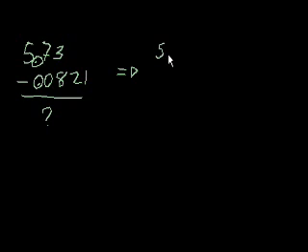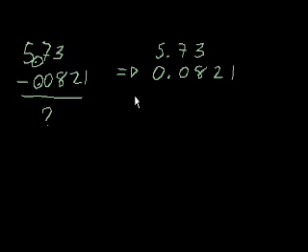So it's 5.73, and then I'll put the decimal here. It's decimal 0.0821. And some people say it's good to always put a 0 in front of the decimal. My wife's a doctor and she says it's critical, otherwise you might give someone the wrong amount of medicine. But anyway, so we've lined up the decimals and now we're ready to subtract.